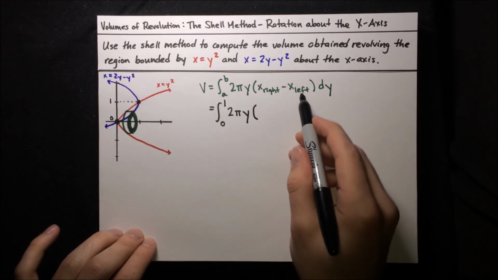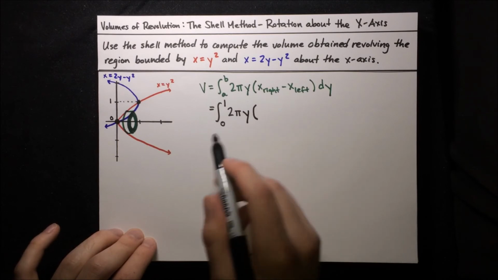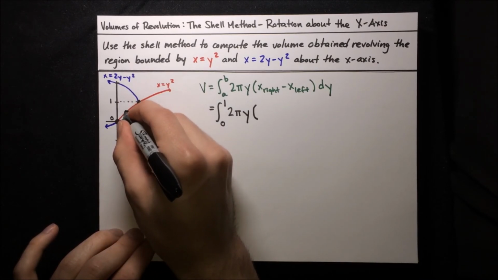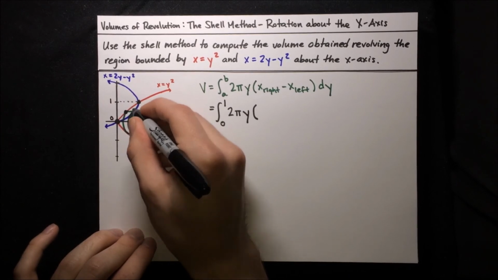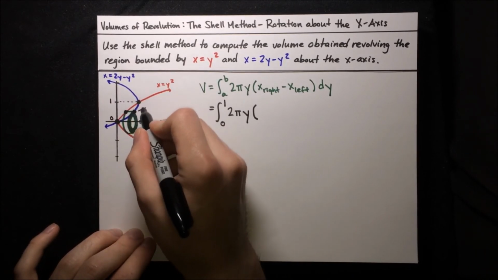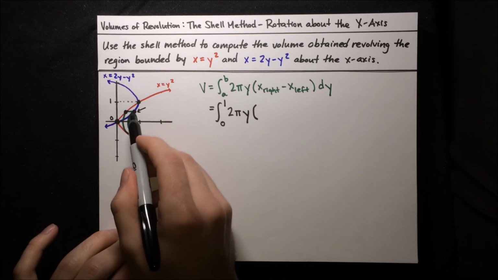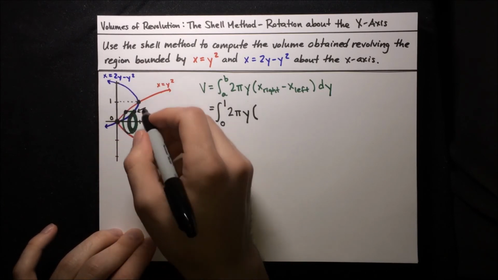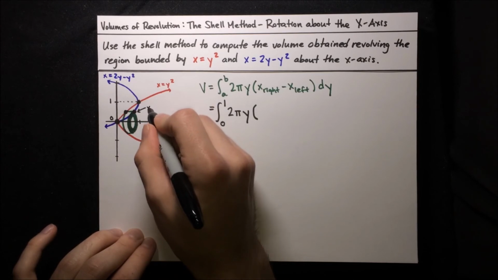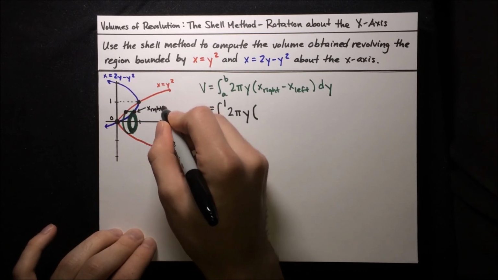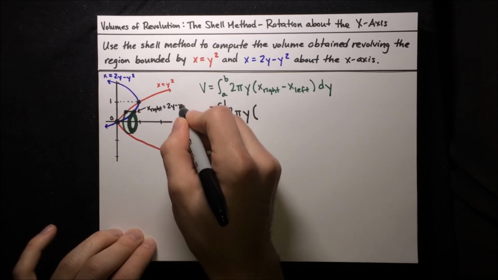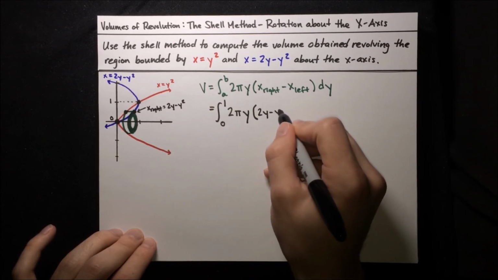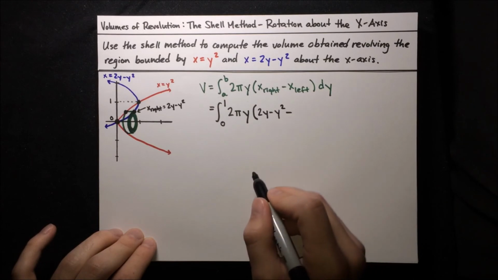We want to figure out what those are in terms of constants or y. So let's go ahead and dot those here, here, and here. So x right is over here, and that x-coordinate lies on this blue curve, x equals 2y minus y squared. So x right equals 2y minus y squared. Let's go ahead and plug that in, 2y minus y squared, and then minus x left.